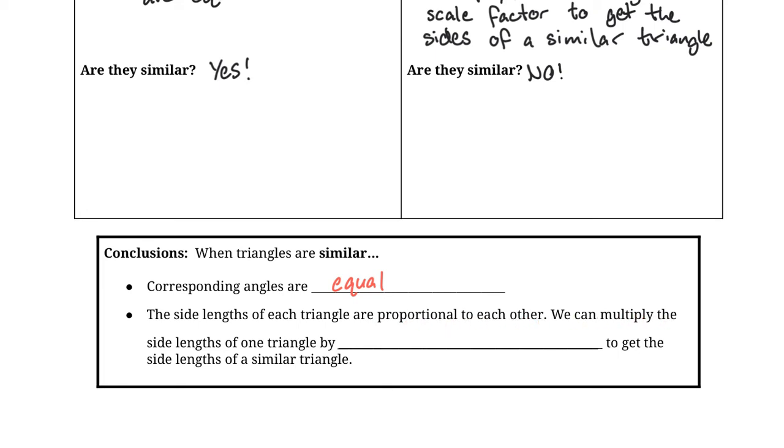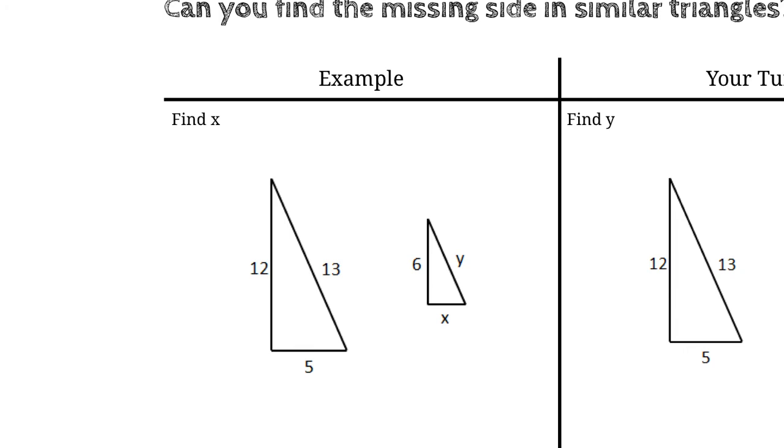We can multiply the side lengths of one triangle by a scale factor to get the side lengths of a similar triangle. Now you can multiply or divide. If you're dividing, you're going from a bigger triangle to a smaller triangle. So now let's use what we know about similar triangles to find a missing side in two similar triangles.